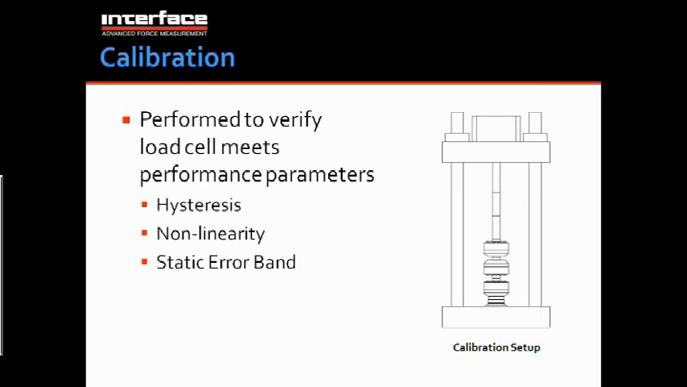Now let's move on to calibration. Calibration is basically the last step that we perform on a load cell, and that is to verify that the load cell meets its performance parameters. Three of them are the most critical ones: the hysteresis, the nonlinearity, and the static error band, which we refer to as the SEB.